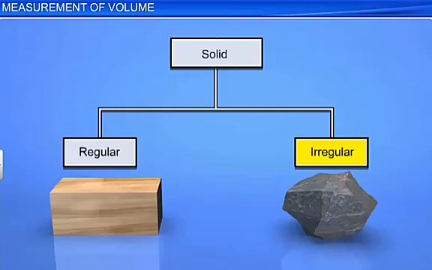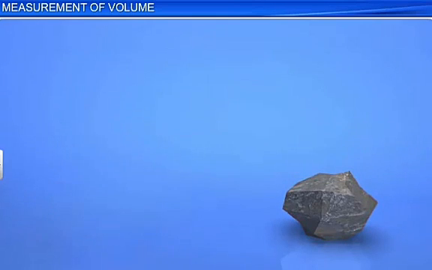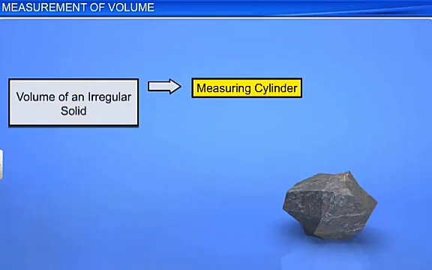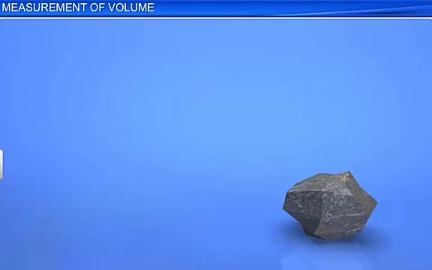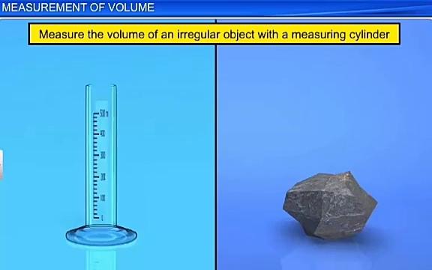If a solid object has an irregular shape, a stone, for example, then its volume can be measured in two ways. One is by using a measuring cylinder, and the other one is by using an overflow jar. Let us see how to measure the volume of an irregular object with the measuring cylinder.